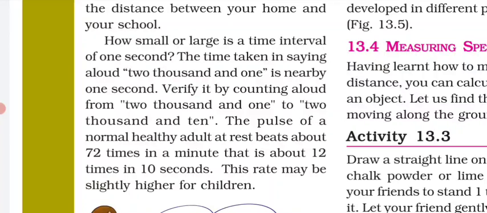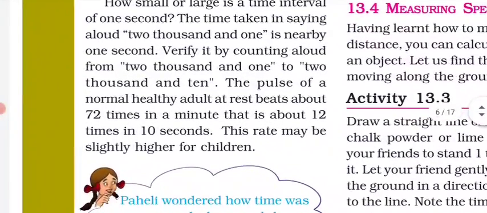1 second. Now the pulse of a normal healthy adult is around 72 times per minute when at rest, and around 1.2 times per second. The pulse rate of children is slightly higher than that of adults.